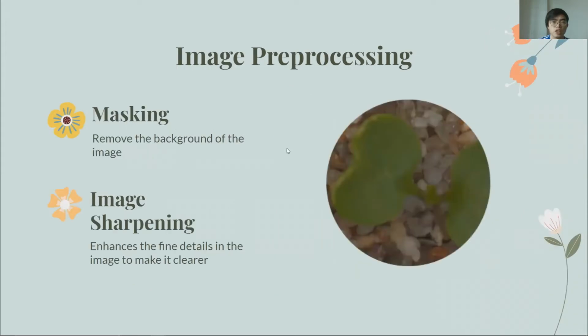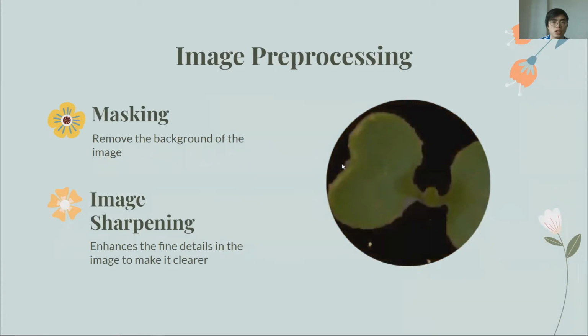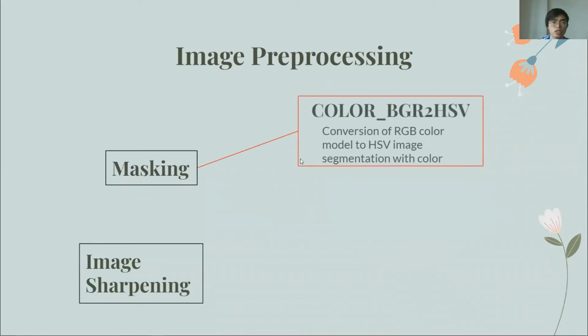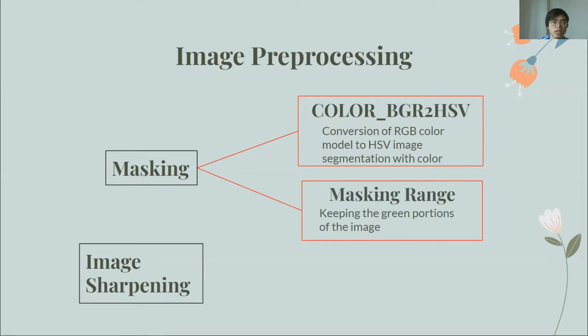In image preprocessing, we use masking to remove the background of the image. We also improve the clarity of the image through sharpening by enhancing the fine details of the image. For masking, we first convert the image from BGR values to hue saturation values, as HSV works better for object detection. We then set parameters such that only the green portions of the image will be kept. This is done so that the main focus of the image will be the leaves and the stems.